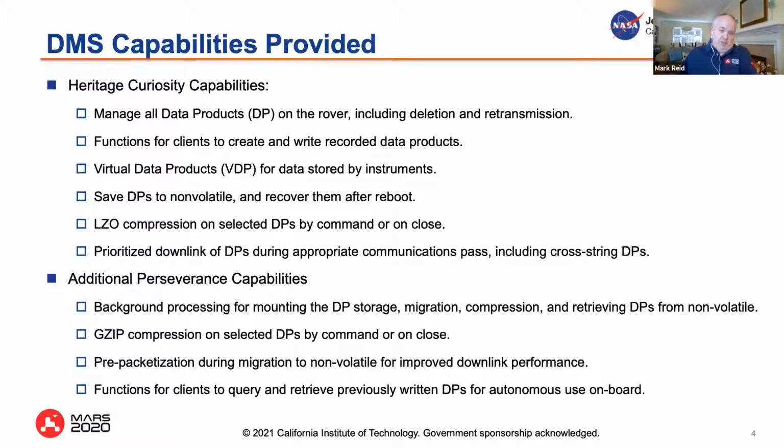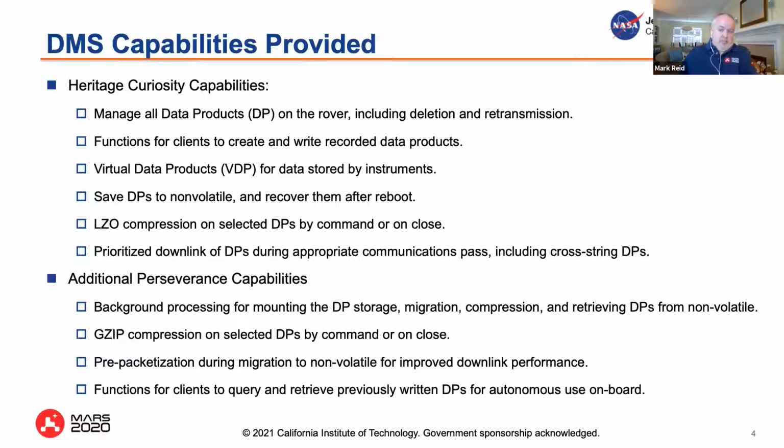Then for the LZO compression, which was provided on Curiosity, one of the additional capabilities on Perseverance is we added Gzip in this area. And you can do that for selected data products either by command or when they're closed at migration time. And then we prioritize and downlink the products based on the compass. Depending on which orbiter we're going through, whether it's X-band or UHF, different products can be downlinked on those different contacts, whether it's an AM or PM contact. And then it also includes cross-string.